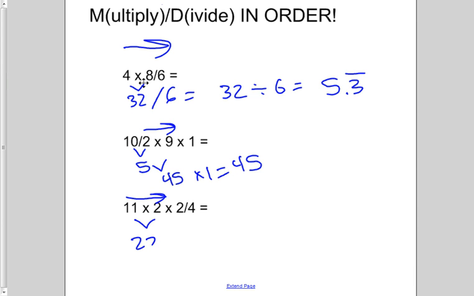Let's go ahead and rewrite the problem so it's not quite so messy. Now I see 22 times 2. I'm going to do this before I divide because we multiply and divide in order. That is 44. Finally, we're going to do 44 divided by 4, which is equal to 11.